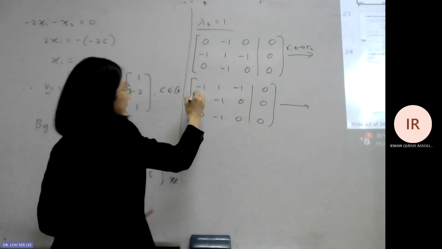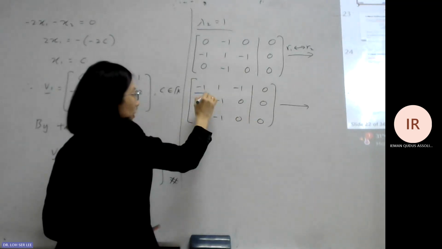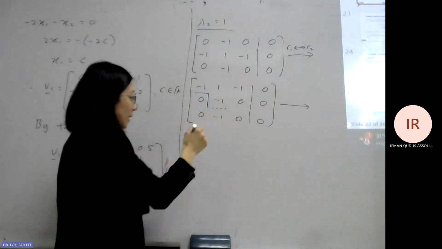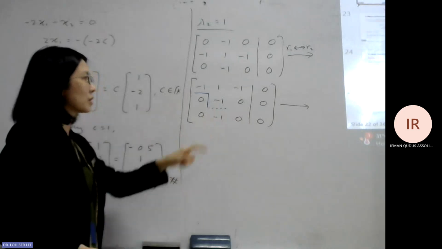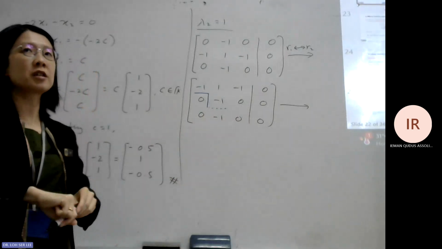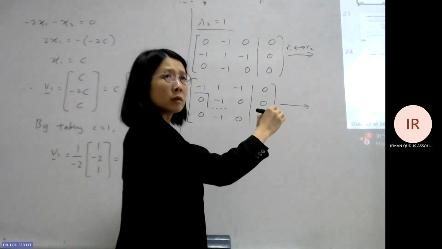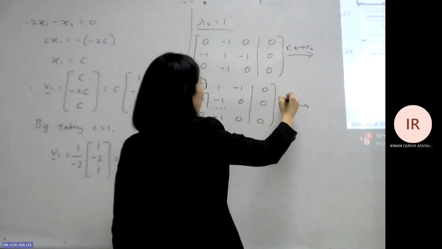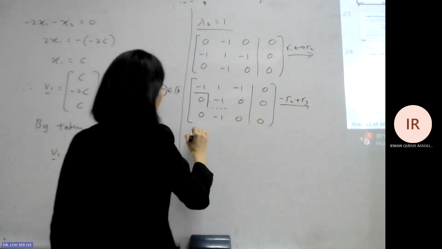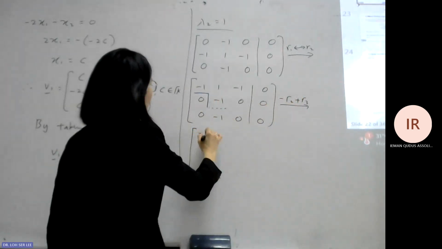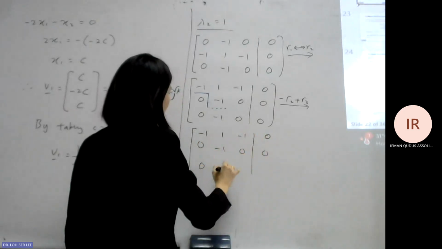When you sketch the staircase, there's a non-zero there. You have to go down, turn right. Then you know this is a pivot. You have to change this into 0. So what is the operation? Negative 1 and negative 2. Negative 1, 1, negative 1, 0, 0, negative 1, 0, 0, and all 0.